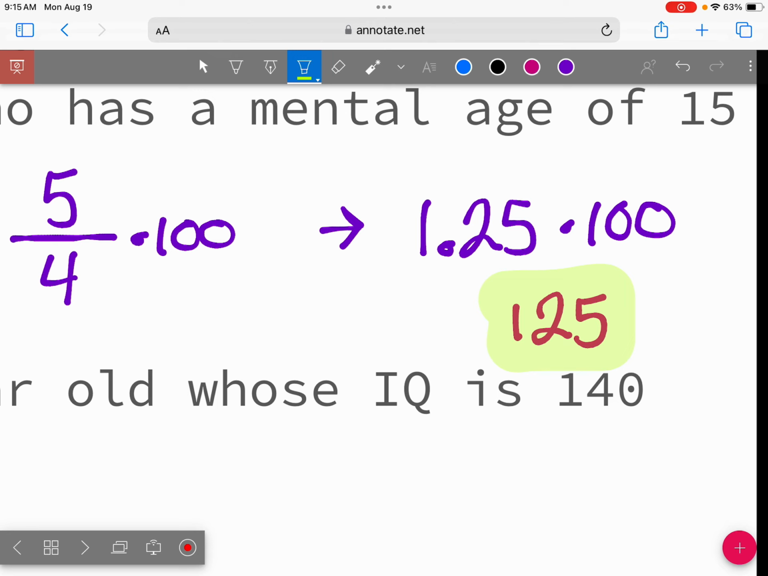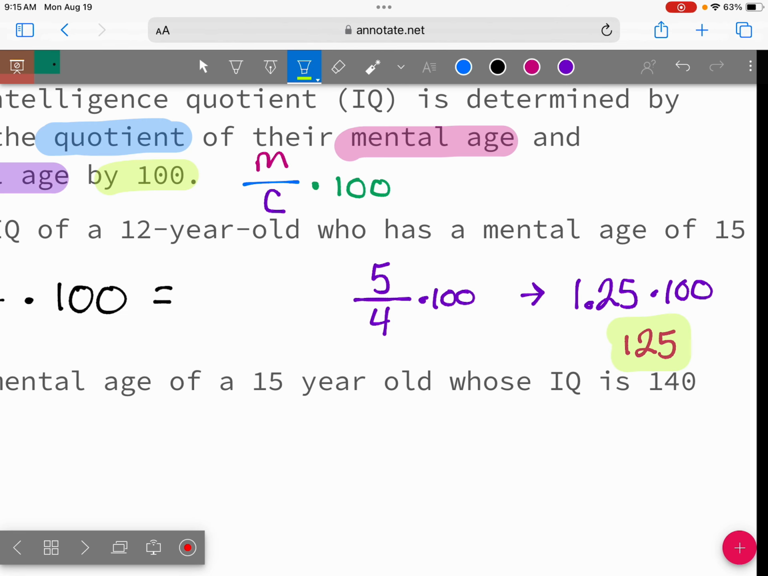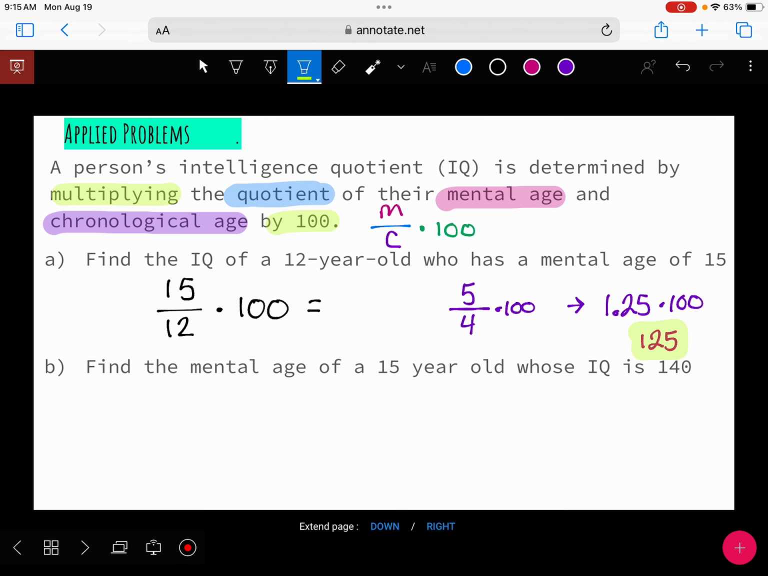So then B is looking at it a little bit differently. They're giving us someone's mental age and their IQ. Oh no, we're asked to find the mental age, excuse me. We are asked to find the mental age. So we're not going to know M. We don't know that. So we're going to need that to be a variable.